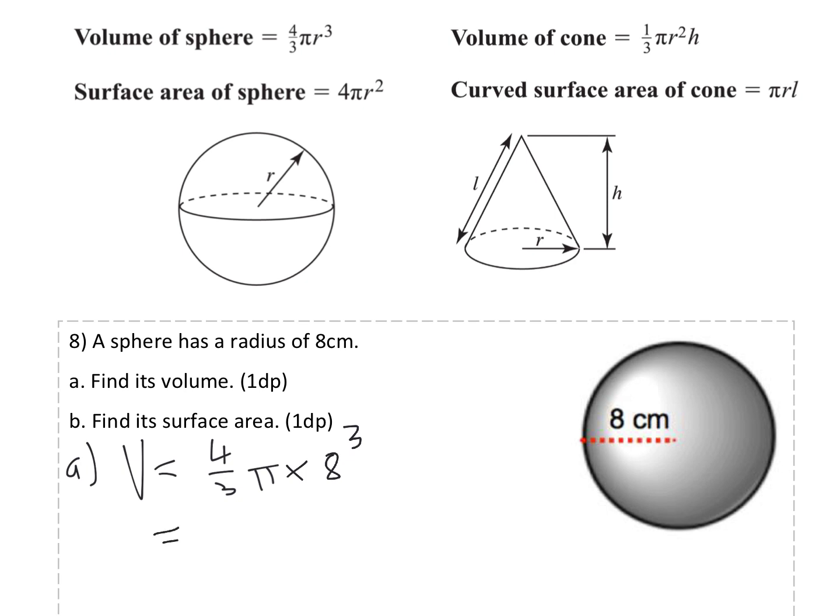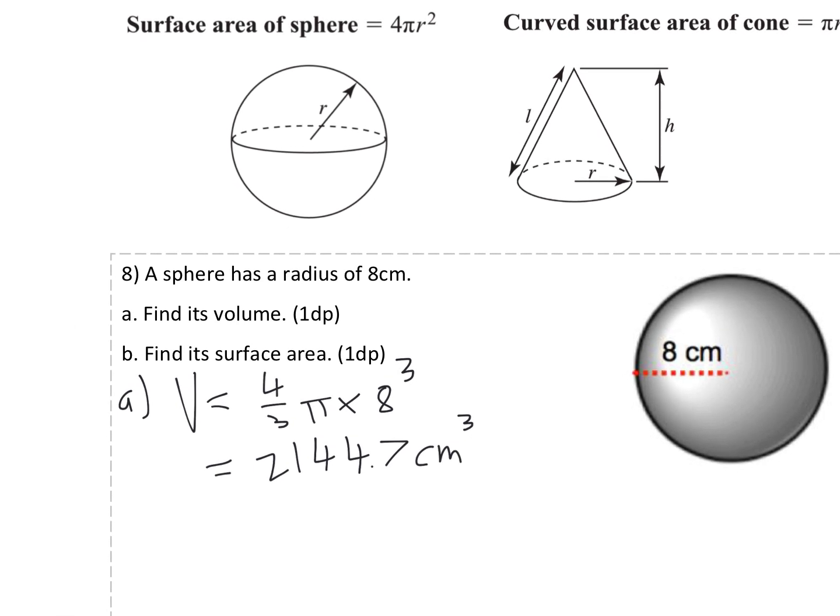We put that in the calculator just exactly as you see it there. Use your fraction button to get the 4/3. Put the pi beside that, multiply it by 8 cubed. And you get, to one decimal place, 2,144.7. It's the volume, so that's centimetres cubed.